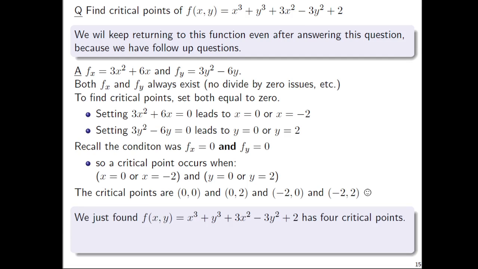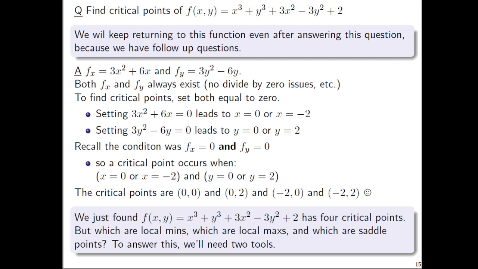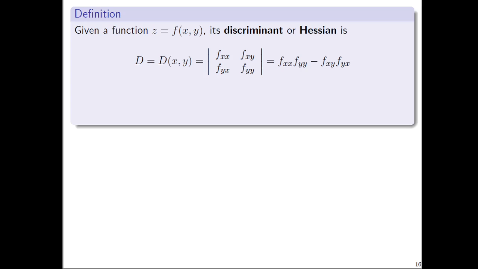Here's the thing: we found the 4 critical points for this function. But now the real question is, of these 4 critical points, which ones are local mins? Which ones are local maxes? And which ones are saddle points? In order to answer this, we're going to need 2 tools. The first thing is this thing called the discriminant or the Hessian.